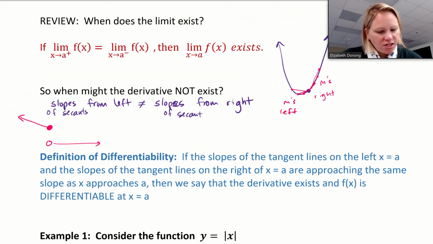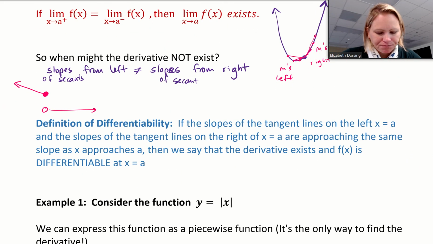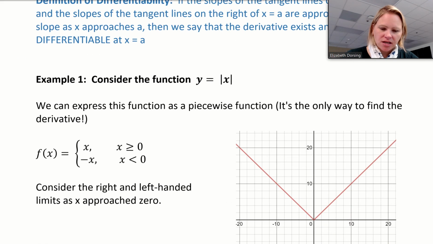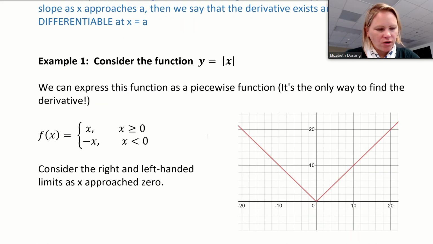So the definition of differentiability is this: if the slopes of the tangent lines, and really it's the secant lines, on the left of x equals a, and the slopes of the tangent lines or the secant lines on the right of x equals a are approaching the same slope as x approaches a, then we say that the derivative exists and f of x is differentiable at x equals a. So let's see a couple of scenarios where we might have some issues finding the derivative.